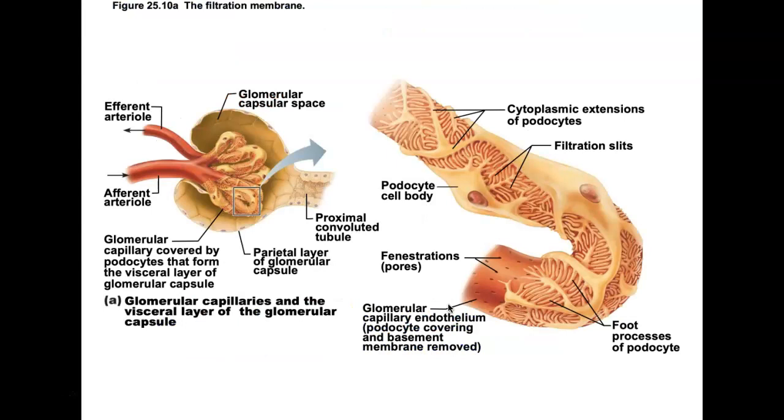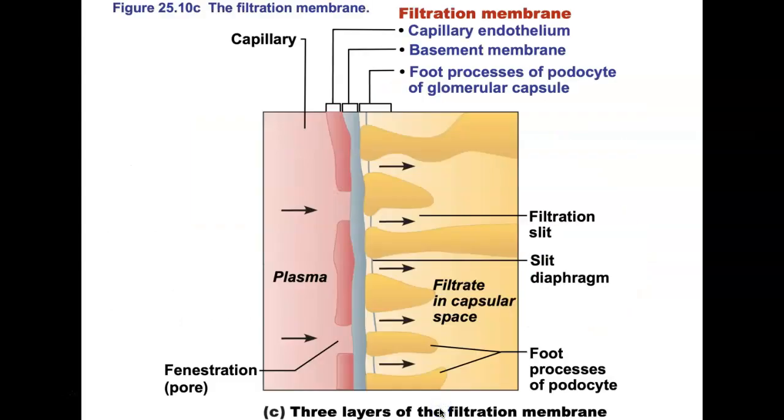Remember that the visceral layer of the glomerular capsule is made up of podocytes that have filtration slits between their foot processes. So molecules that are smaller than 3 nanometers in diameter, such as water, glucose, amino acids, and nitrogenous waste, can pass freely from the blood into the glomerular capsule. So as a result, these substances usually have similar concentrations in the blood and the glomerular filtrate.